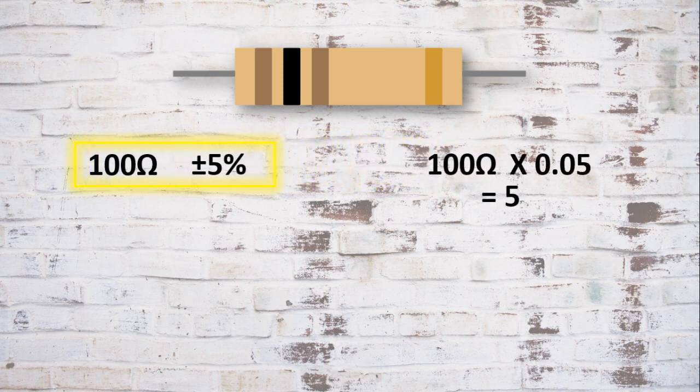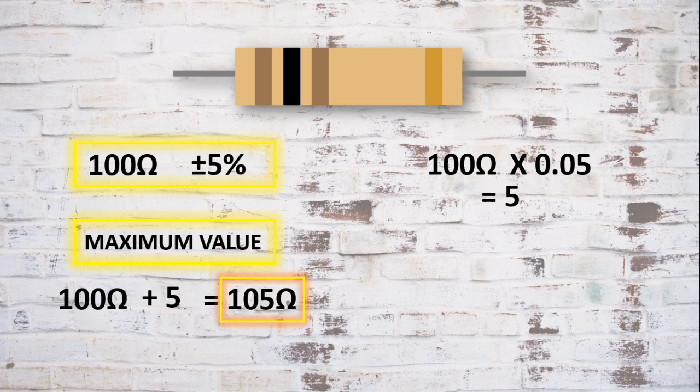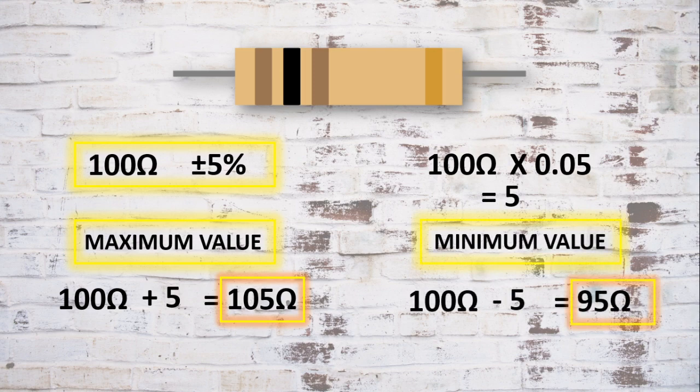Let's take our first example. We have brown, black, brown, gold, which gives us the value of 100 ohms with positive negative 5% as the tolerance. In order for us to get the maximum and the minimum value of this resistor, we need to get the 5% of 100 ohms, which is equal to 5. So the maximum value of this resistor can be 105 ohms and its minimum value can be 95 ohms.